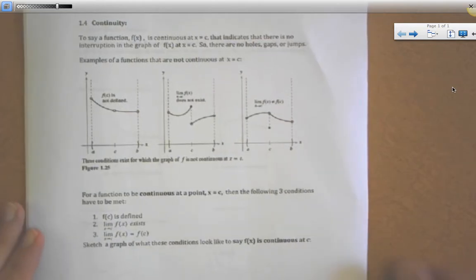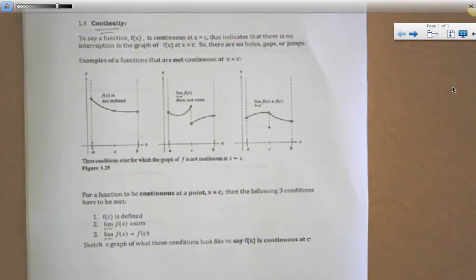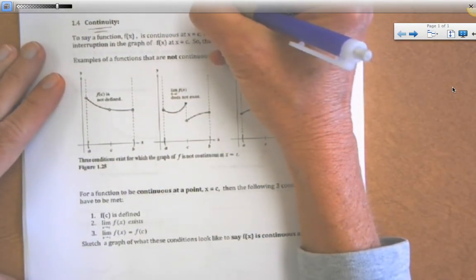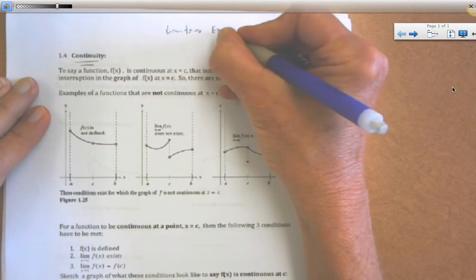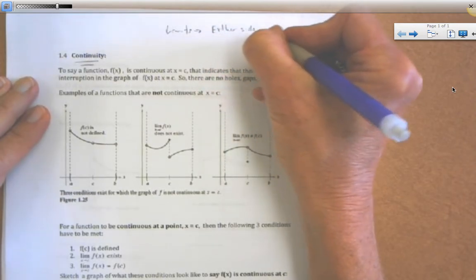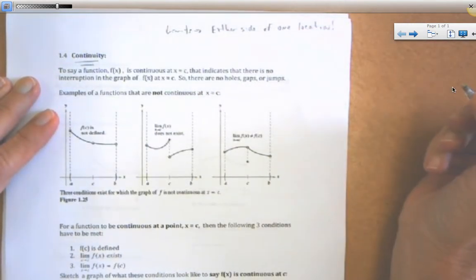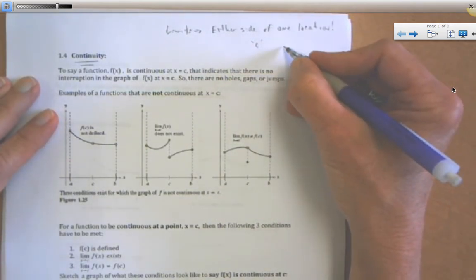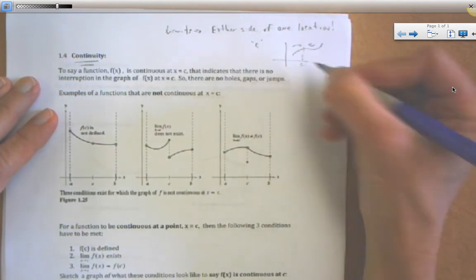Okay, section 1.4 is another big topic in calculus, continuity. We're looking again at what happens specifically at one point. You've been discussing limits, and limits examine what happens on either side of one location. That location is your C value. C value is on the x-axis. So we've looked at it graphically. What happens coming from the left and from the right, if that is C.